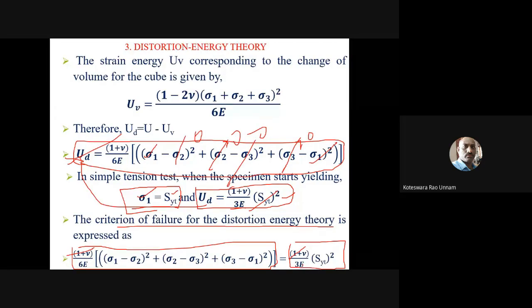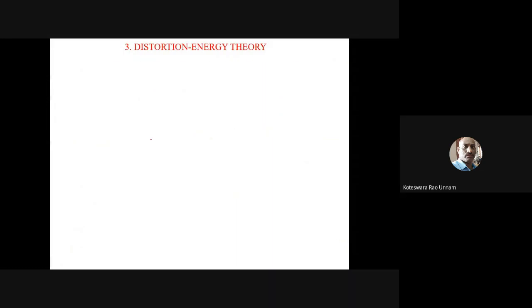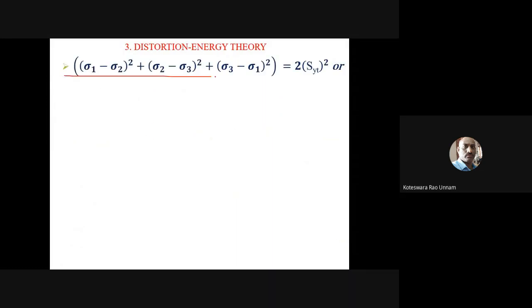So E will cancel out here, and so 3E here. This side 6E, so here I'll get only 2. So from that I can write the failure equation. So this is going to be the failure equation, if I simplify that.